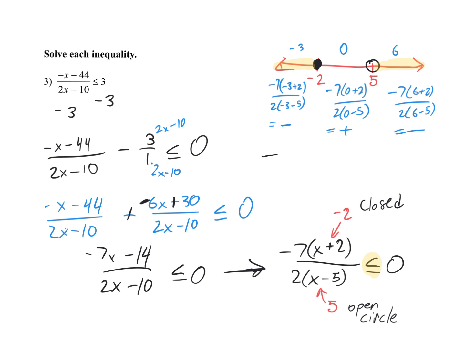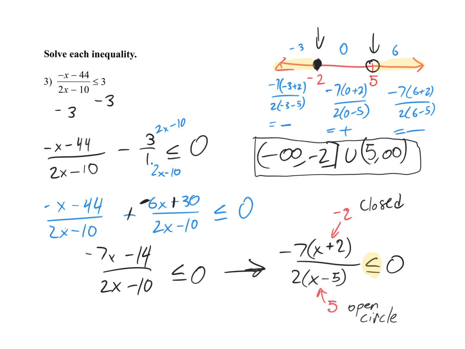Let's make that statement. Negative infinity until this point right here, -2, bracket, and then on the other side we've got 5 going towards infinity. Okay, note I used that parentheses for that open circle, and that is my solution set. Okay, so make sure that you set up your number line and are doing your interval tests so that you can get this.